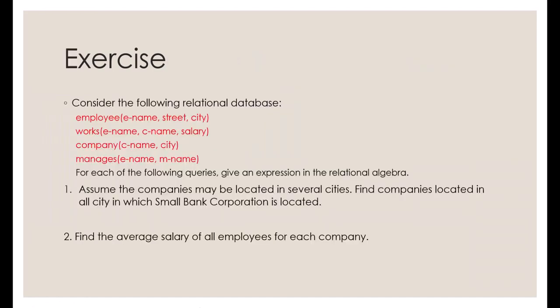Okay, so our last exercise, we're using the same database. Number 1, assume the companies may be located in several cities. Find companies located in all cities in which Small Bank Corporation is located. Okay, so the keyword, I hope you noticed, is all, every, so we know that you're going to be using a division operator. And number 2, find the average salary of all employees for each company.